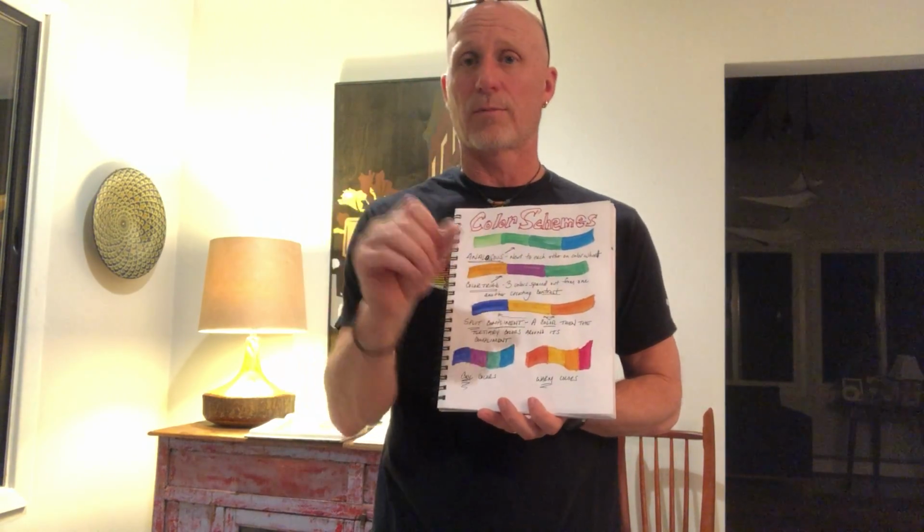So when you think split complement, it's take a color, go to its complement, split to the tertiary colors on either side of it, and you use those 2 colors.